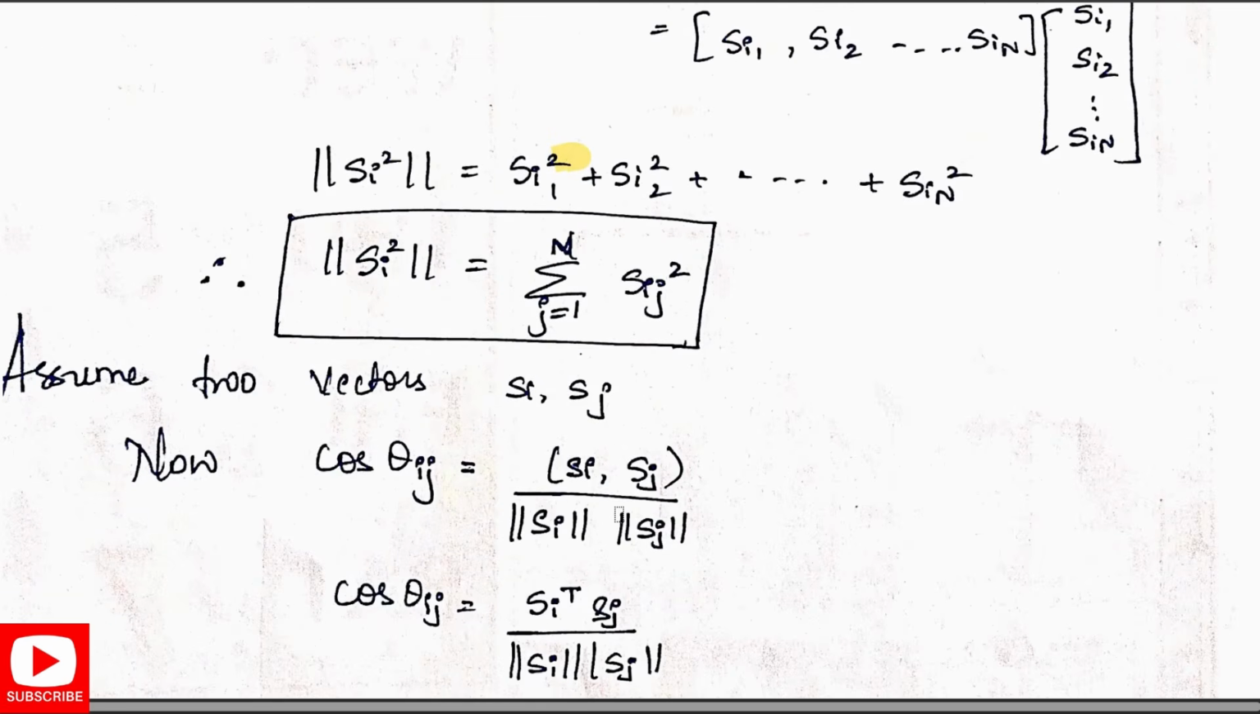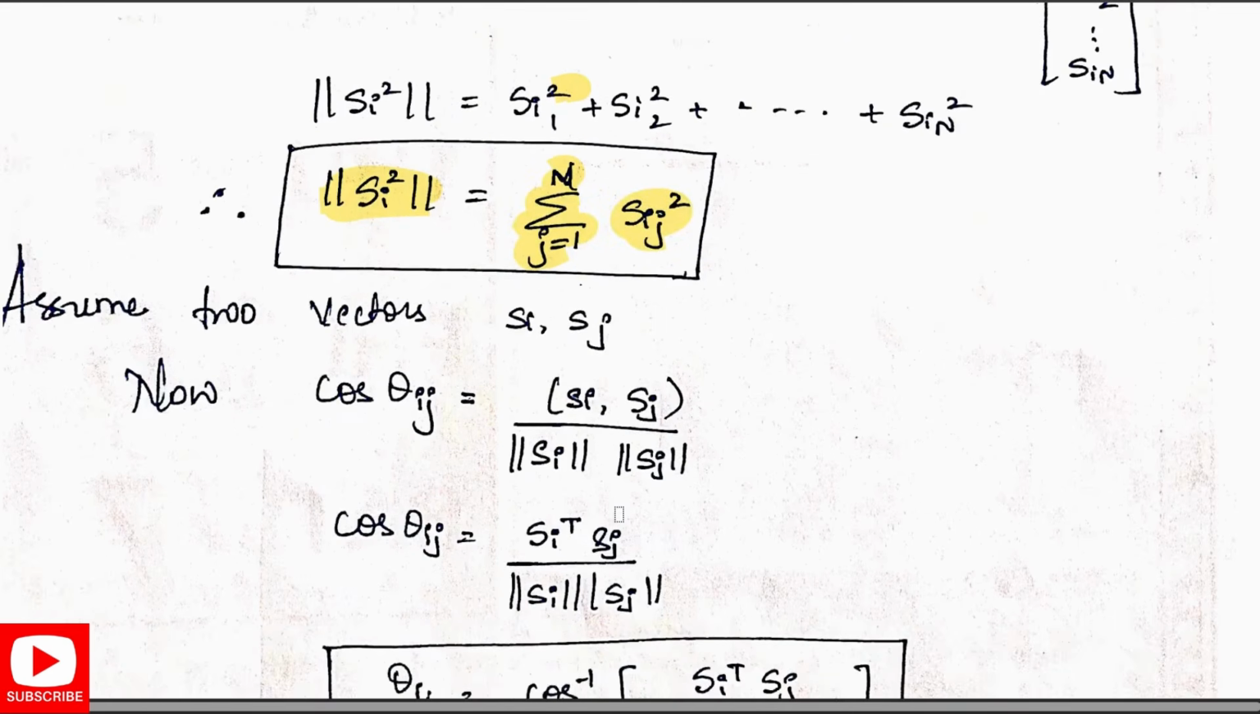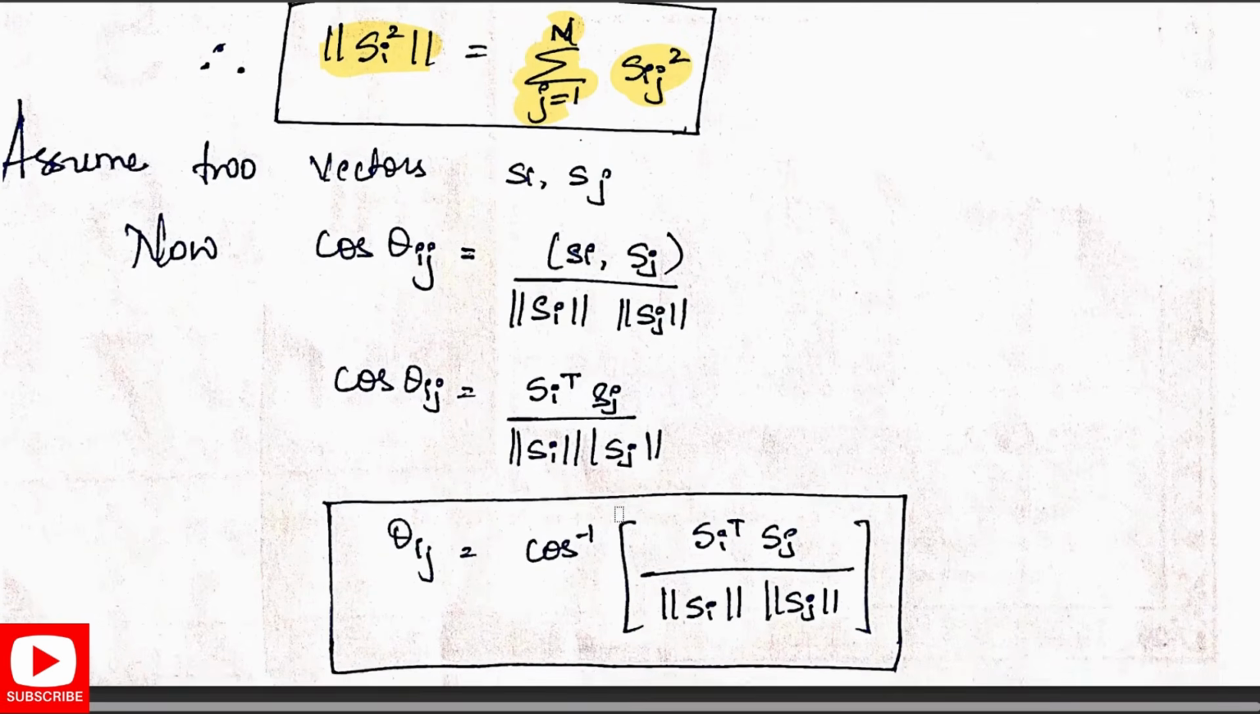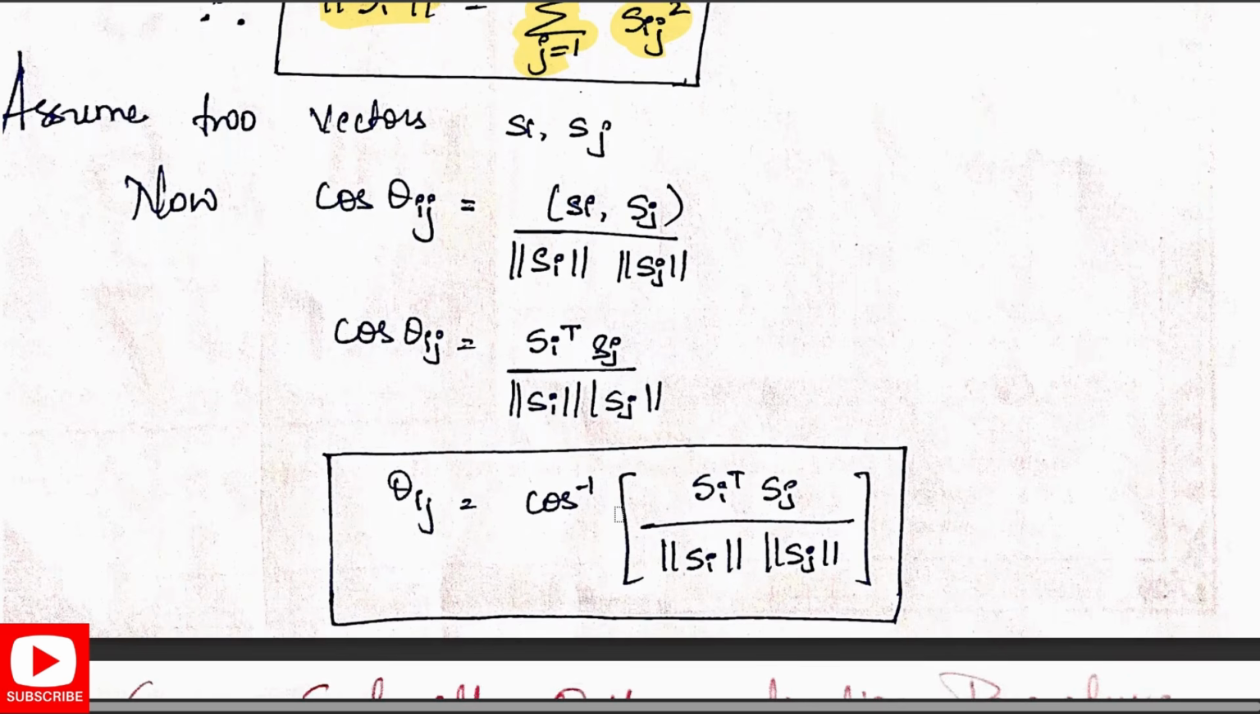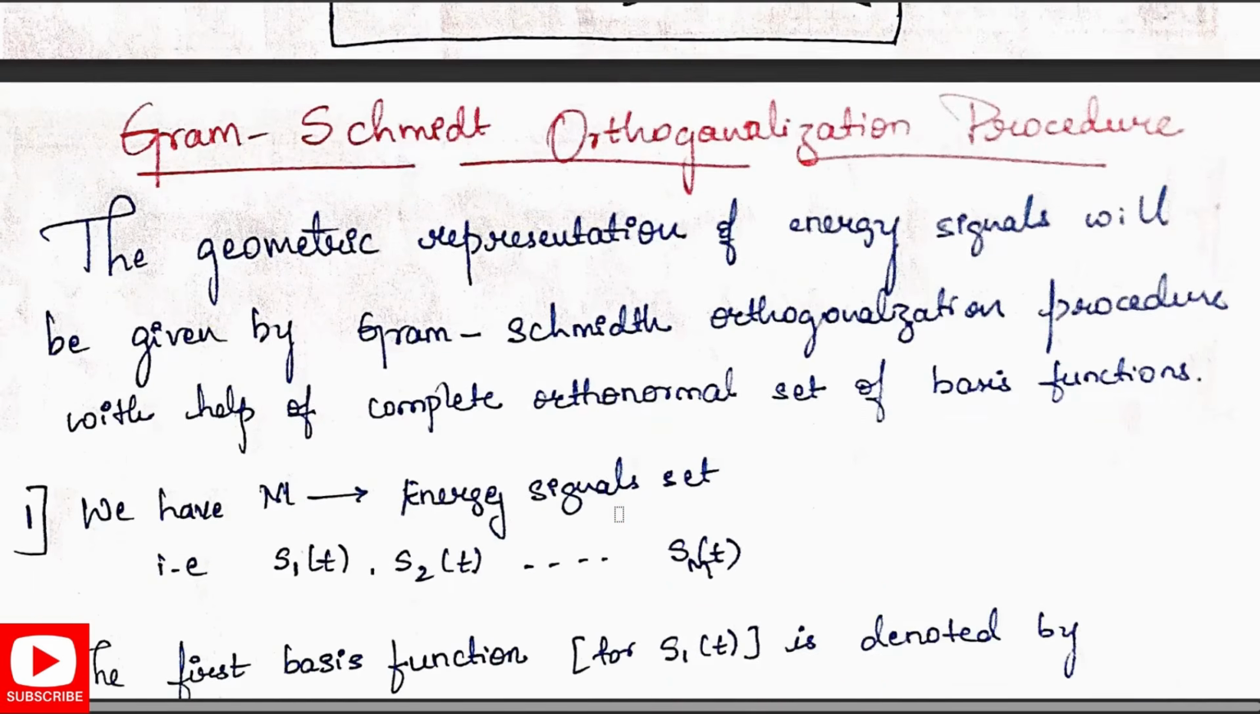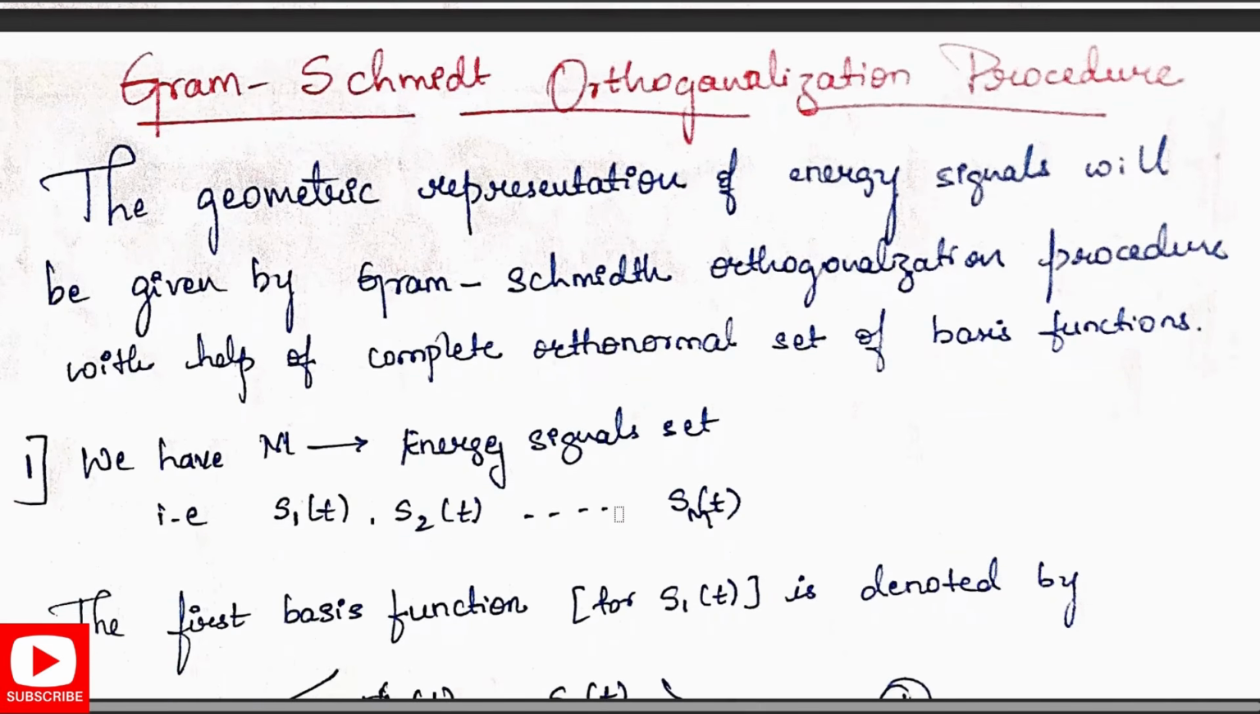So finally, we can write the signal space as summation of j equal to 1 to n of Sij square. Assuming the two vectors Si and Sj, cos theta is equal to Si transpose Sj, and finally theta ij comes on the right side, and this we get as our equation. Next comes GSOP, which is the Gram-Schmidt Orthogonalization procedure, an important topic in this module.